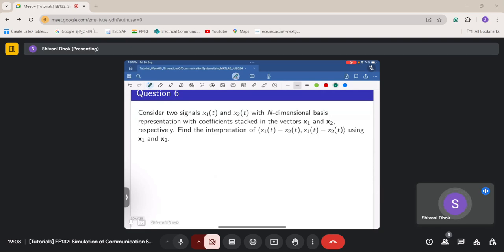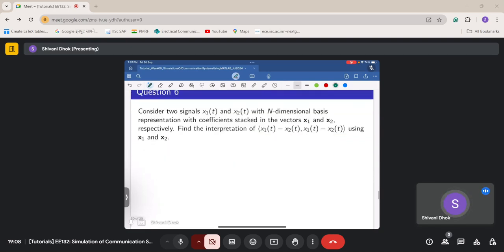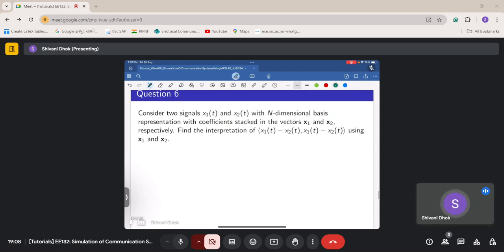Now, let's move on to the next question. So, this is the sixth question. It says: consider two signals x1(t) and x2(t) with N-dimensional basis representation with coefficients stacked in x1 and x2.